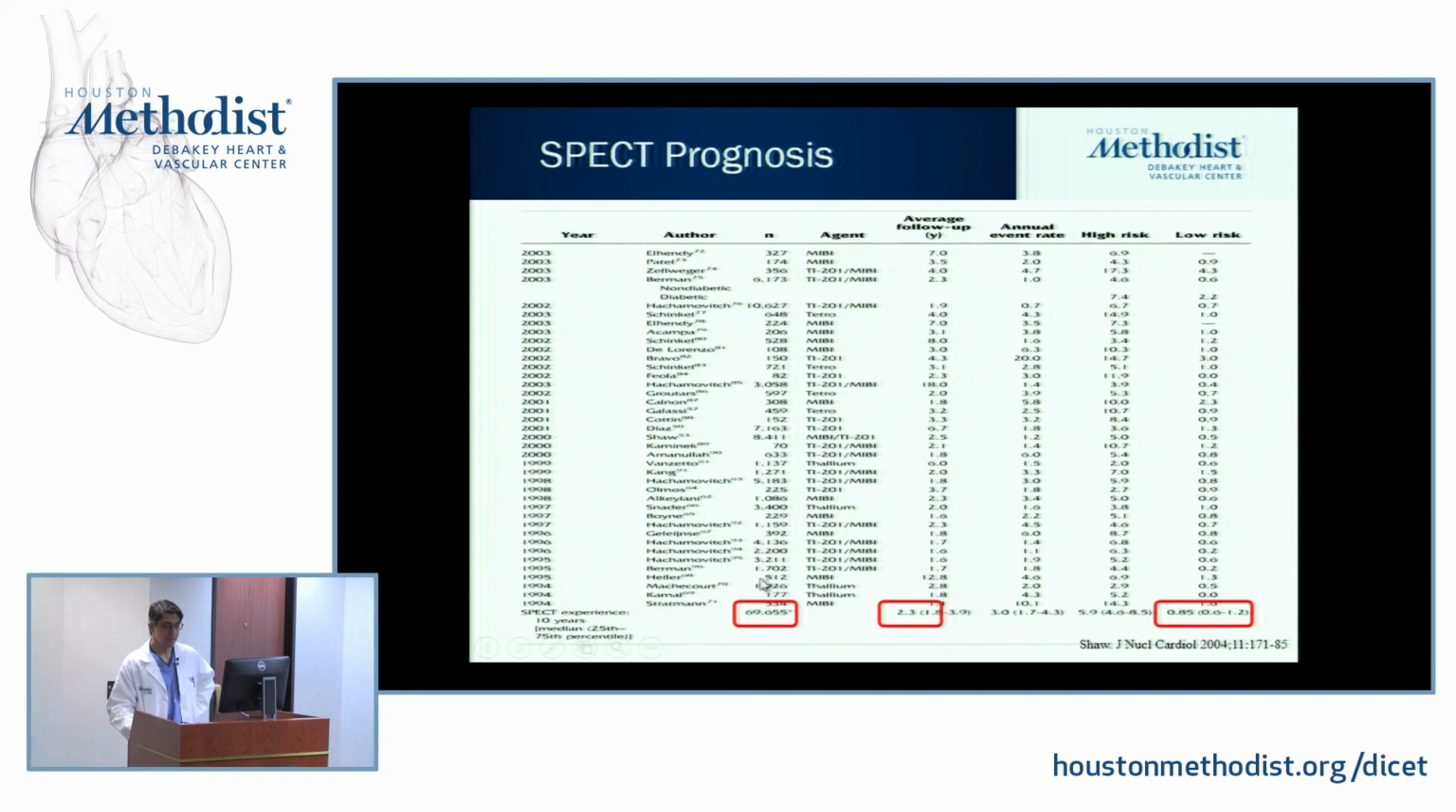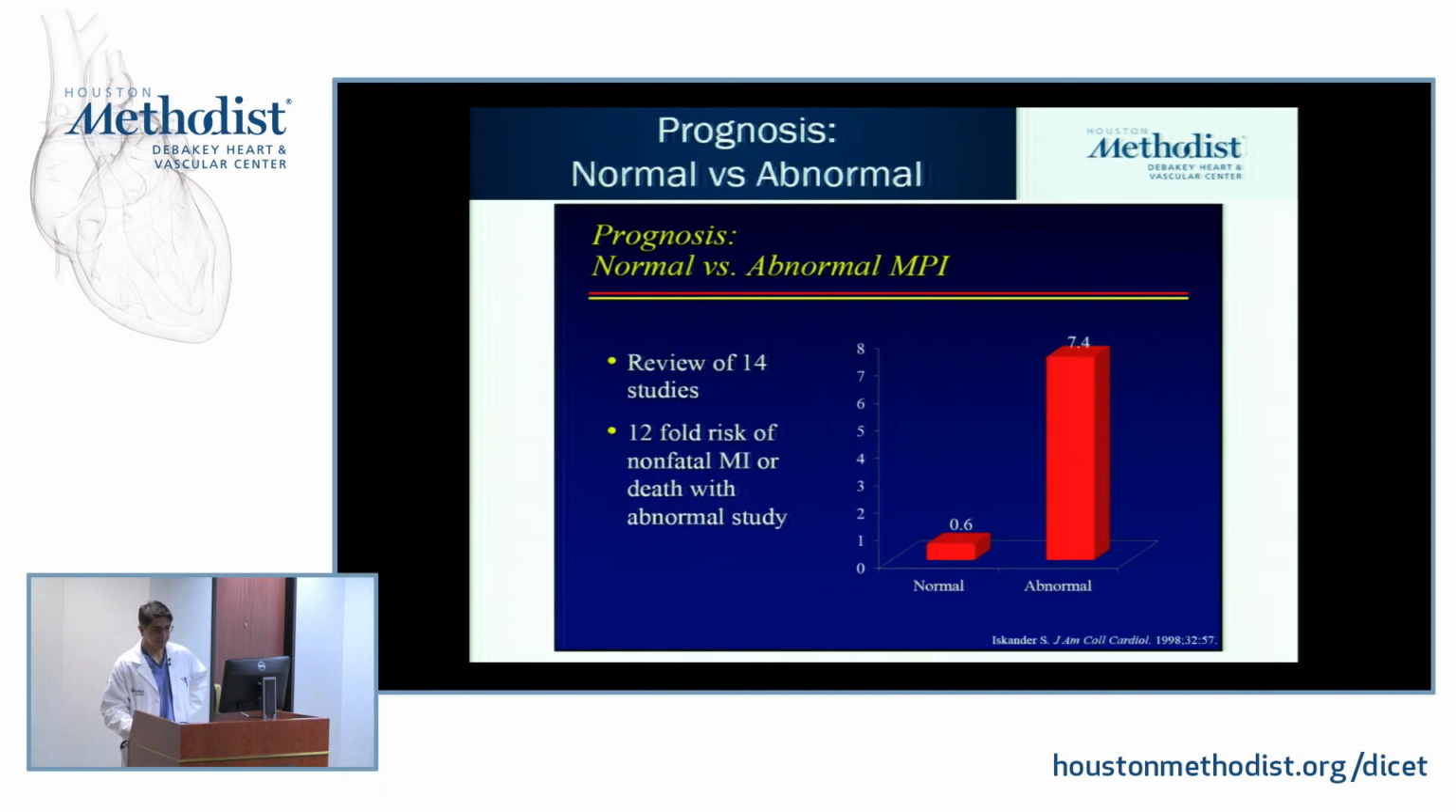studies, almost 70,000 patients followed for 2.3 years, where if you have a low risk scan or a normal scan, your predicted risk is less than 1% per year. So we're talking 70,000 patients. I think it's a very, very powerful test. If you have a normal test, you are considered low risk and theoretically less than 1% per year.